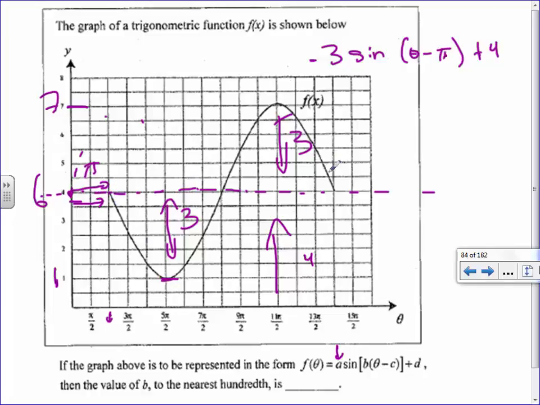Last thing we got to figure out, though, is our period. This guy right here helps us figure out how much squish compression factor there is. What's normally the period of a sine graph?